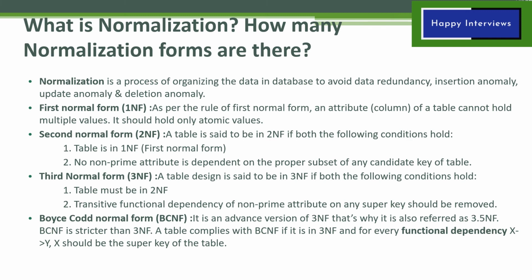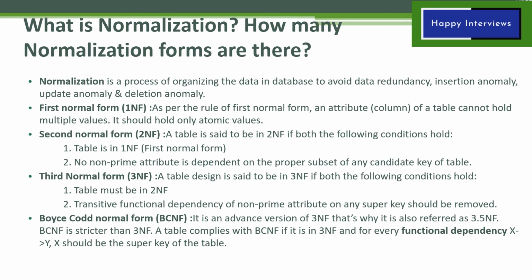Then comes BCNF, Boyce-Codd Normal Form. It is an advanced version of 3NF. That's why it is also referred to as 3.5 NF. So BCNF is stricter than 3NF. A table complies with BCNF if it is in 3NF, and for every functional dependency X dependent on Y, X should be a super key of the table. So the only thing you need to know is that for every functional dependency X to Y, X should be a super key of the table. This is BCNF, and it is stricter than third normal form.